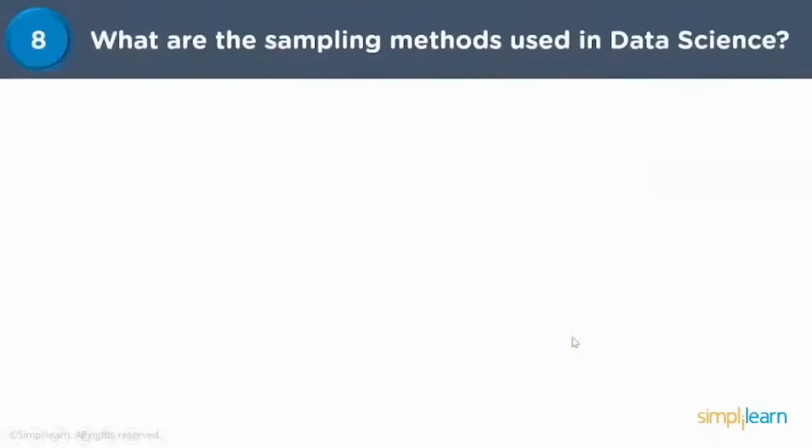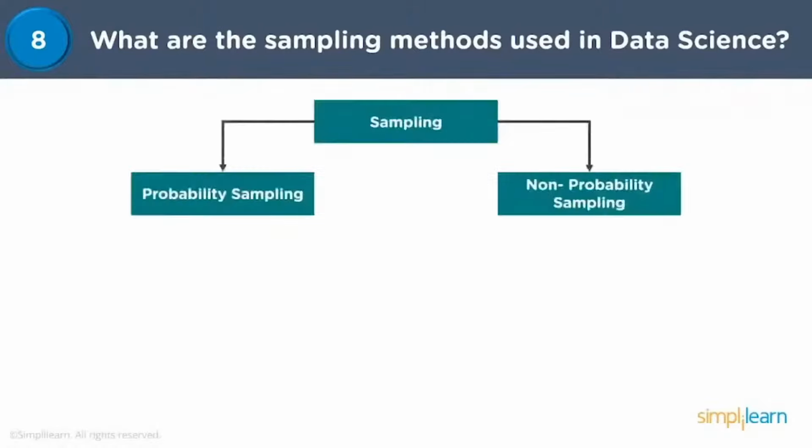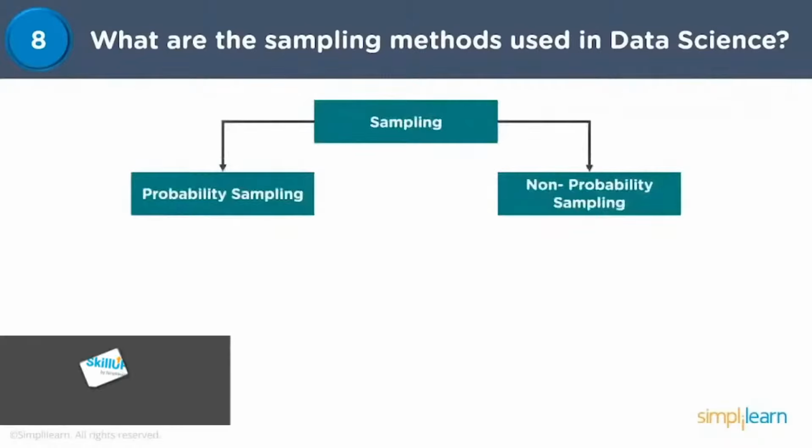Now moving to the eighth question. So what are the sampling methods used in data science? Now sampling is a statistical technique that is used to select, manipulate and analyze a subset of data points and find patterns and trends in the large data set being examined. Now there are two types of sampling methods. We have probability sampling and non-probability sampling.